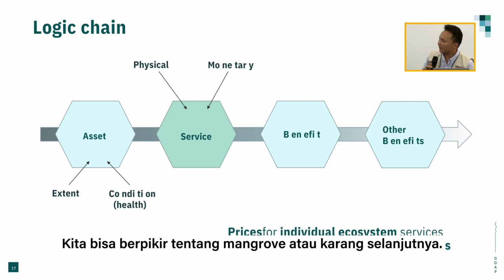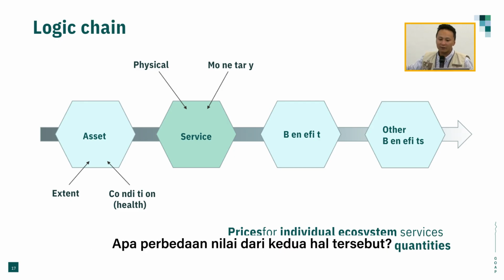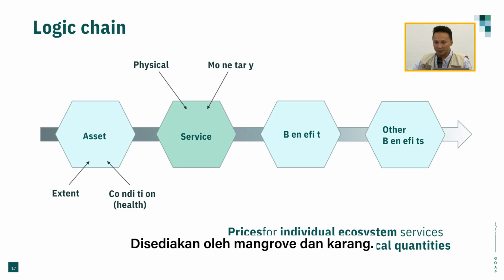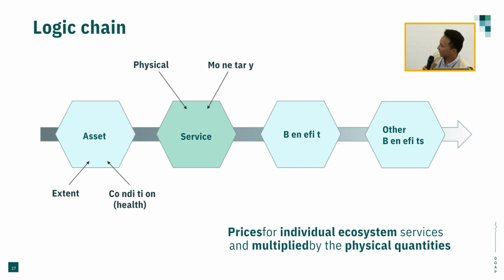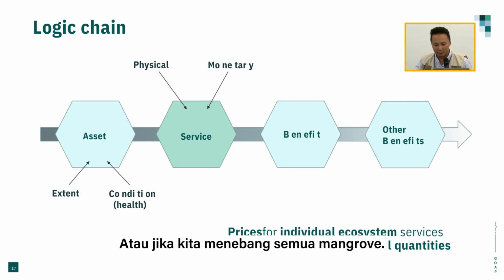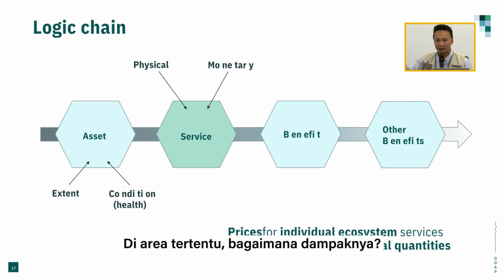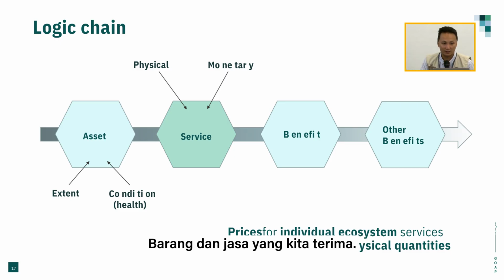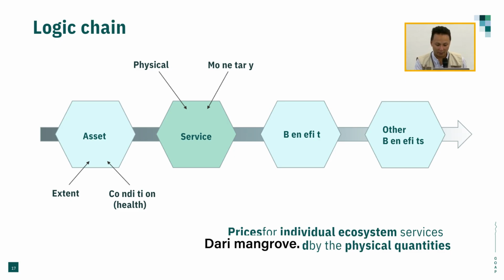So we can think of mangroves or coral. Next. What is the difference in the value provided by mangrove or coral across the 2 years? And then next, if you had coral bleaching, or if we cut down all of the mangroves in a particular area, how did that impact the goods and the services that we receive from the mangrove? Okay, next.